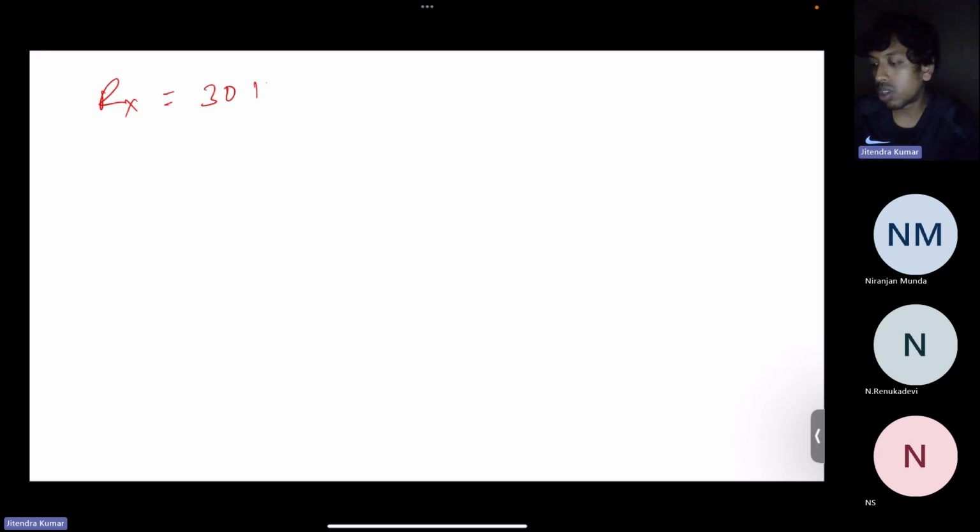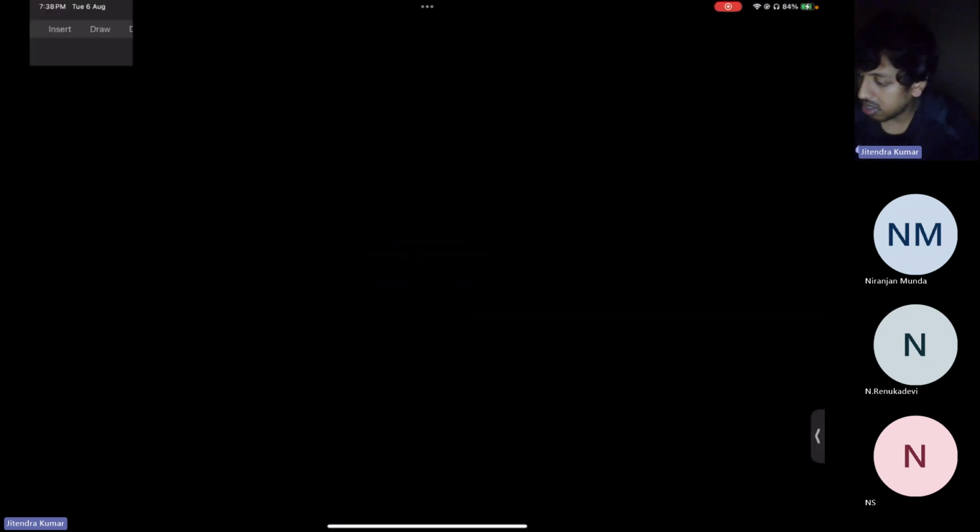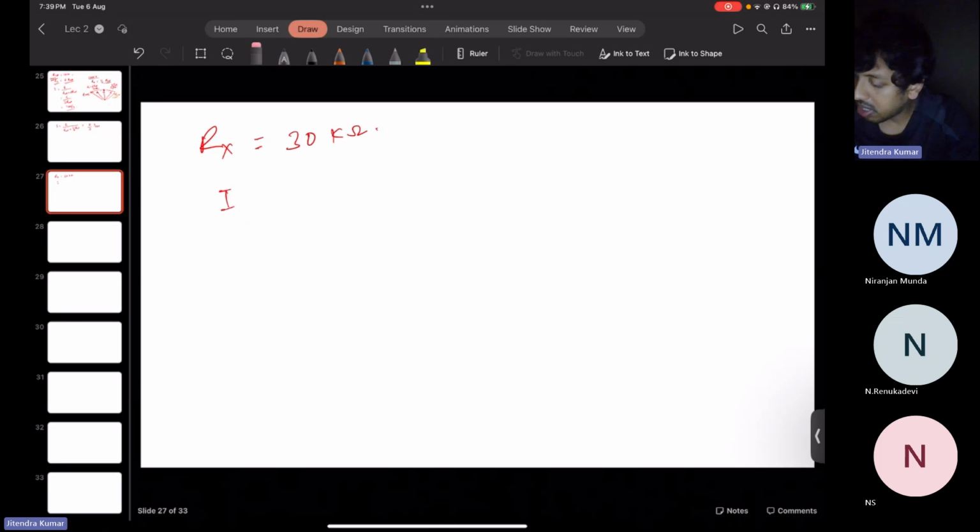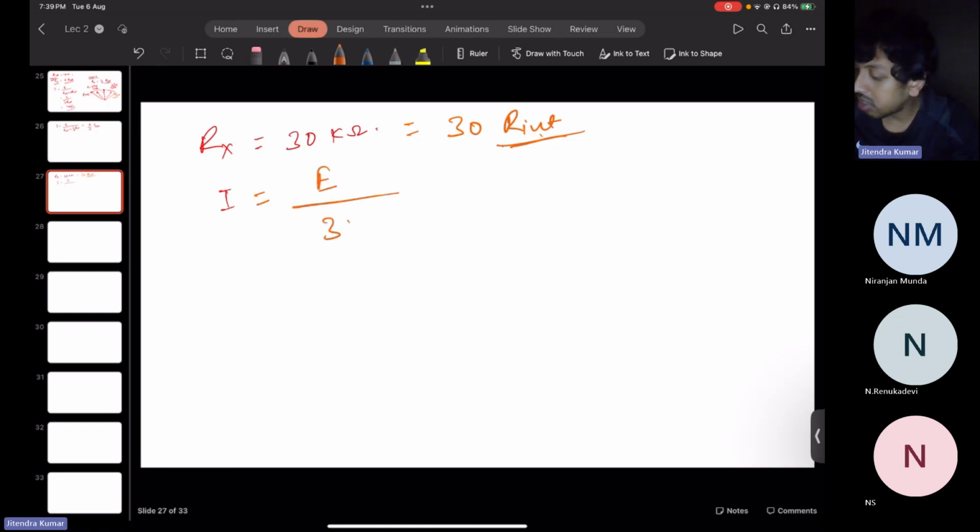Rx equal to 30 kilo ohm. If we want to measure, then what happens to the current? This 30 kilo ohm is 30 times R internal. If you remember, R internal was 1 kilo ohm. So current will be E divided by 31 R internal.